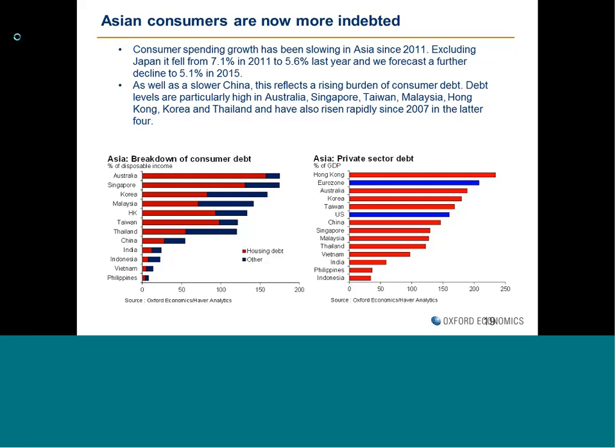Now, this is particularly the case if we look at the high debt levels in Australia, Singapore, Taiwan, Malaysia, Hong Kong, and Thailand, which have risen rapidly since 2007. With interest rates, as I mentioned earlier, set to rise as we move further out over the forecast horizon, this will dampen the resurgence in household spending that would be expected otherwise.